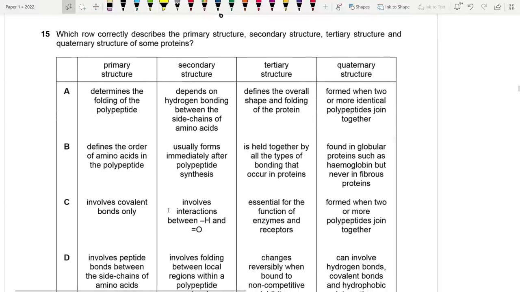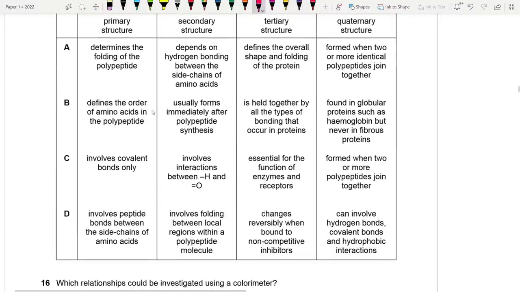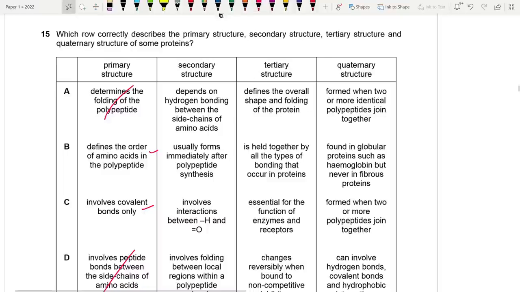Let's go to 15. Which row correctly describes the primary structure, secondary structure, tertiary structure, and quaternary structure of some proteins? Primary structure determines the folding, not really. Defines the order of amino acids. This is true. This looks good. Involves covalent bonds only. This looks good. Involves peptide bonds between the side chains. These are wrong. Okay. So let's go to the next one. Usually forms immediately after polypeptide synthesis. Okay. Is held together by all the types of bonding that occurs in proteins.